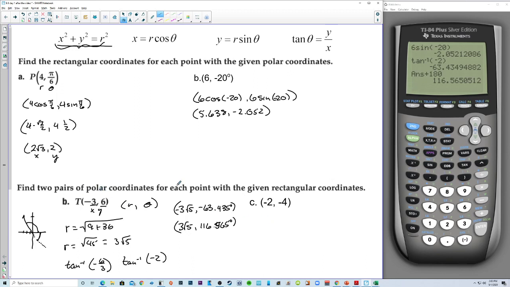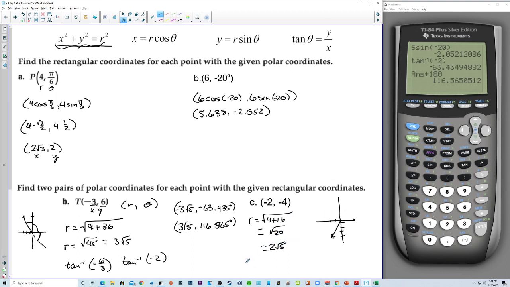Find 2 pairs of rectangle, same thing. All right, for letter C, how about we get an idea of where we are this time? I'll do this first. So negative 2, negative 4, and we're down here. We'll keep that in mind. We need the Pythagorean theorem. We need r and theta. So r is equal to the square root of 4 plus 16. That's square root of 20, and that is 2 square root of 5. All right, so we have the r.